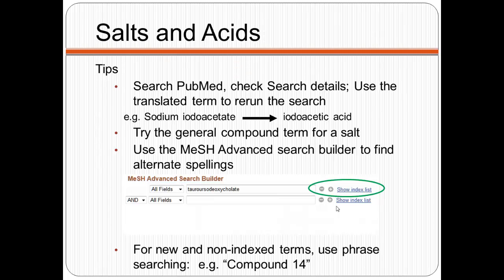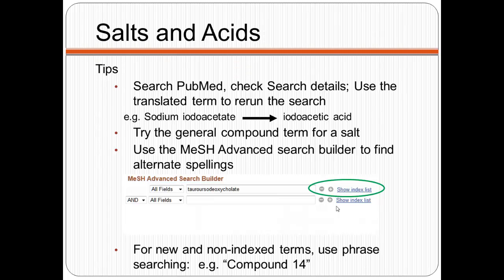Salts often start with sodium or potassium and end with hydrochlorate or sulfate. After a PubMed search, check the search details to see if PubMed was able to map the term. In this case, sodium iodoacetate is mapped to iodoacetic acid. Another tip is to check for alternate entities for a term, and especially for nitrates.